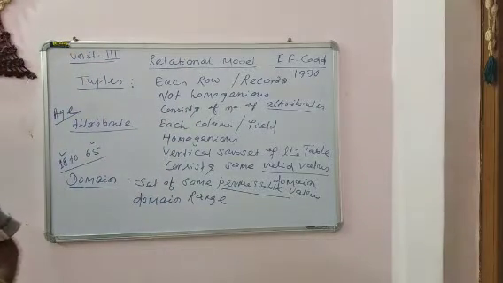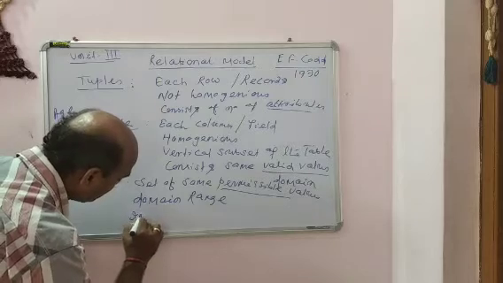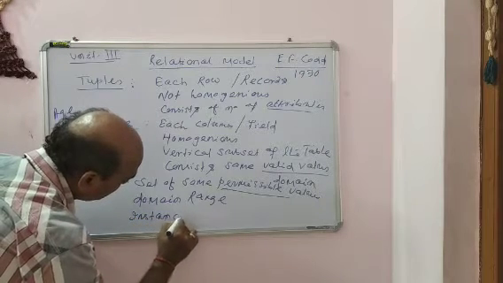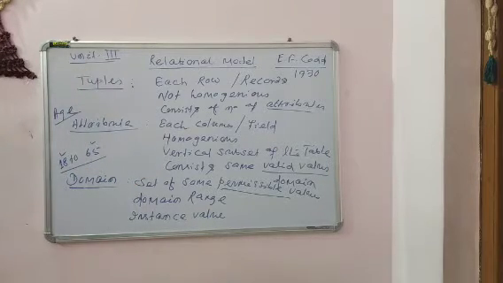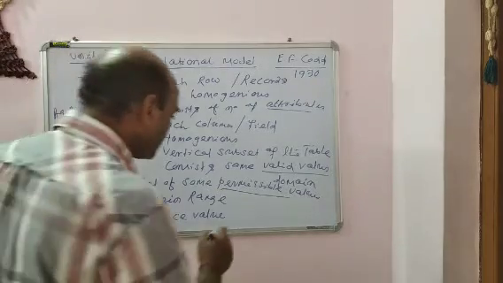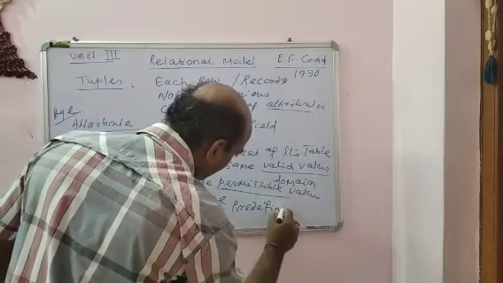Every attribute in a table has a specific domain, that is a domain range. The instance value of the attribute is also called the domain. Instance value is also called domain. So these attribute domains are predefined values and scope. The instance values are predefined.